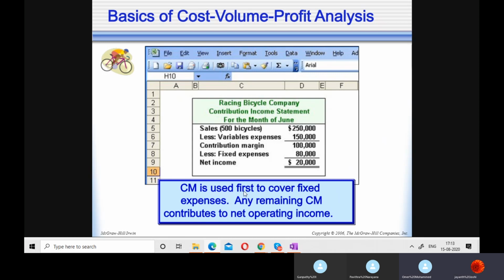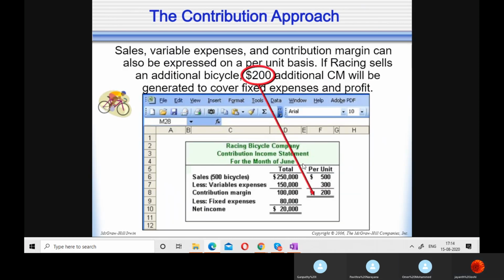So contribution margin is used first to cover fixed expenses. Any remaining contribution margin contributes to operating income. So now the leftover 20,000 is your net income. You can find this per unit even. Sales per unit is $500, if you see per unit. And variable expenses per unit is this, and your contribution margin per unit is $200.